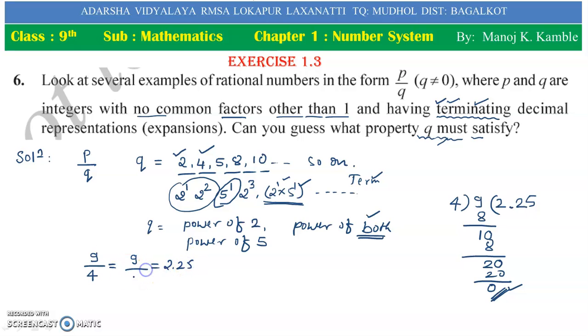So here the value comes 2.25. So 4 can be written as 2 square. So here if the value of q is equal to powers of 2, then automatically the decimal expansion should be terminating. Okay, the first one is clear.